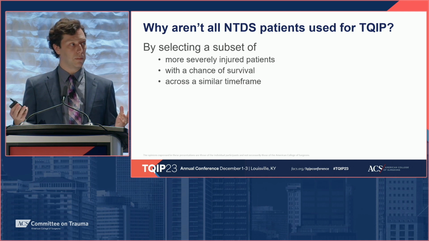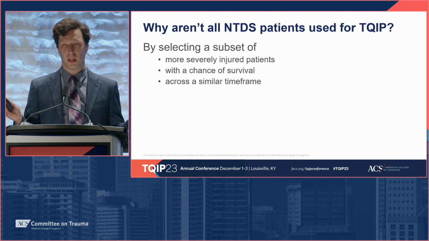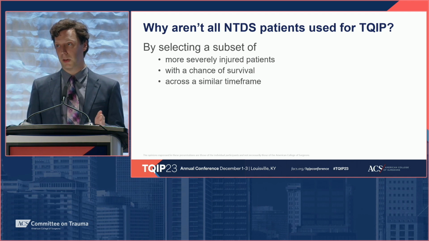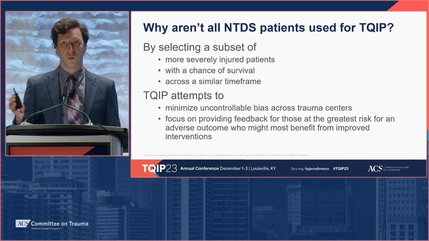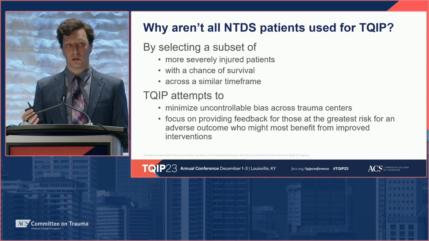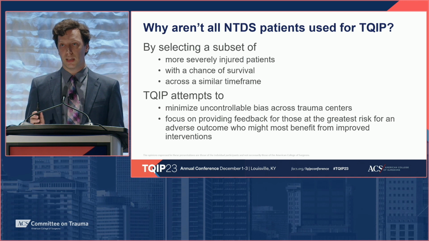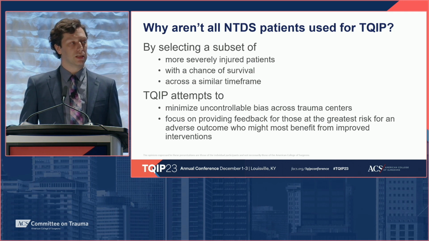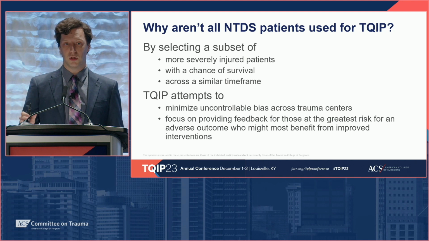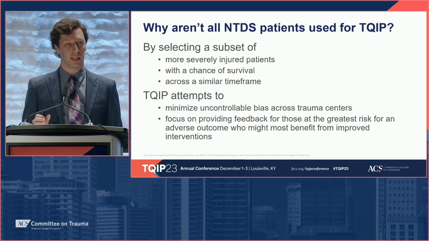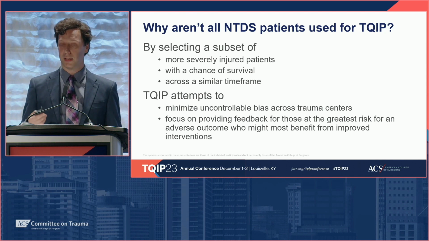And we also want to make sure that the patients are across a similar time frame. We want to be comparing the same year. We don't want to look at someone's data from 5 years ago and compare it to someone else's data from this year. We do all that to minimize uncontrollable bias across trauma centers. The goal of TQIP and our modeling is not necessarily to make the most accurate prediction on whether or not an individual patient will live or die, but it's to focus on providing feedback to you as a center on the patients we think that feedback will be most useful for. We're interested in outcome and quality improvement.